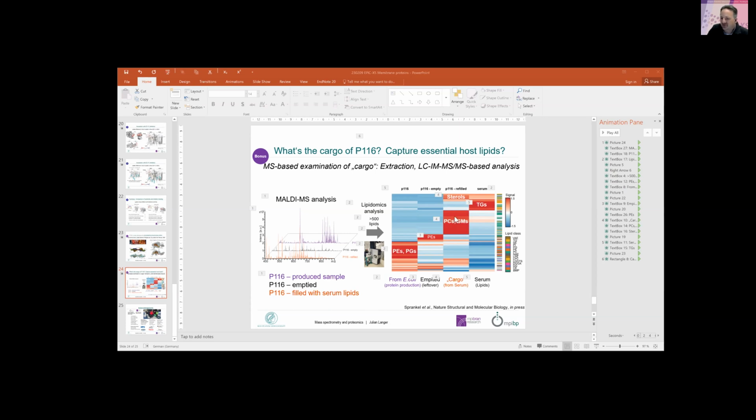The dominant species were actually PCs, which do not exactly represent the bulk of the lipidome in the serum. So we see specificity, and we have no idea how yet. That's what we'll be looking at next, mechanistically.